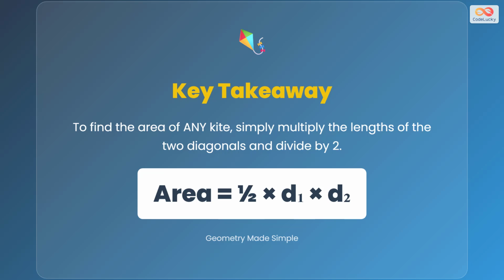So remember this simple rule. Whenever you need to find the area of a kite, just measure the two diagonals, multiply them together, and divide the result by 2.